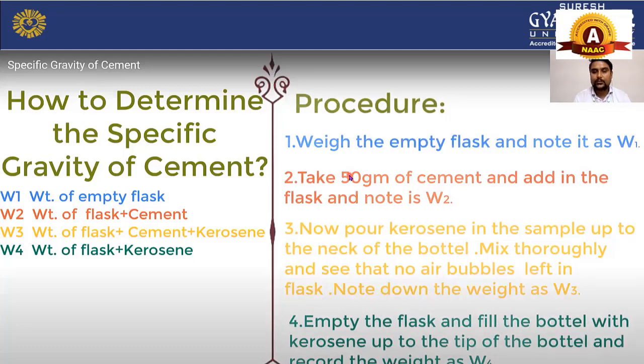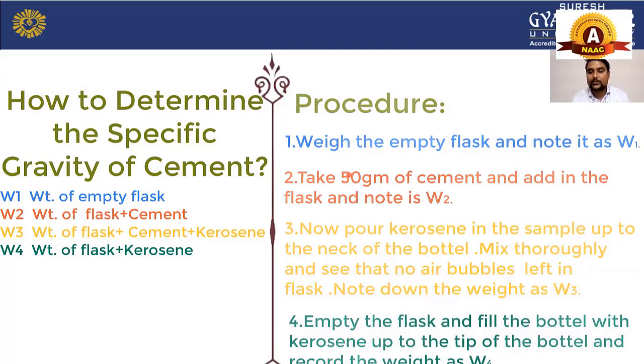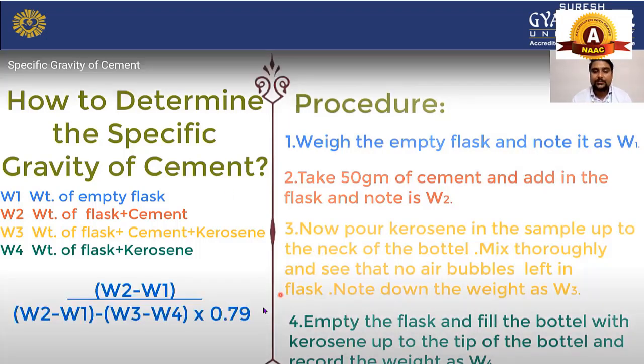And these are the procedure, and there are only 4 steps which you have to perform in the geotech lab. By doing this test, you can easily find the specific gravity of soil. And here a formula is also given, where W2 means weight of empty flask, and W3 is equal to, as you can see here, weight of flask plus cement plus kerosene on the cement. In place of cement there can also be soil, and W4 will be weight of flask plus kerosene.